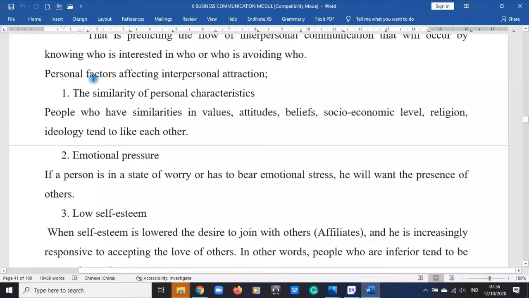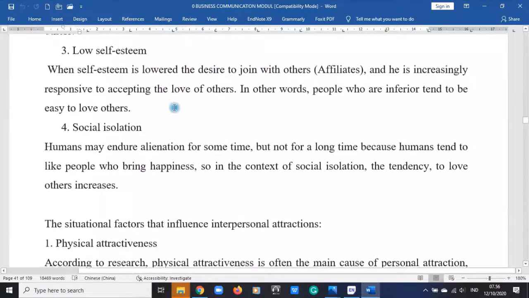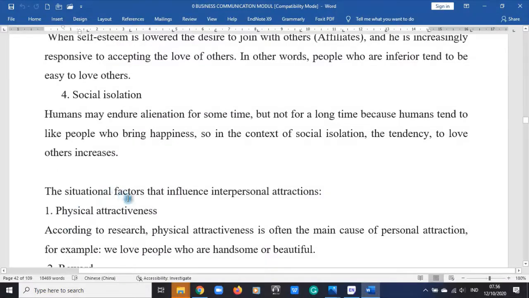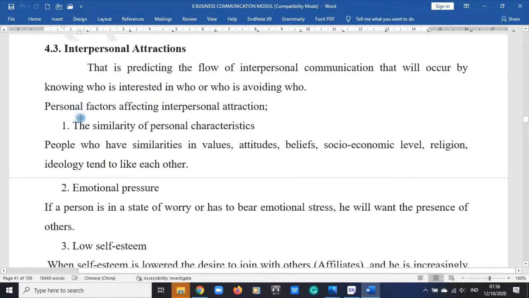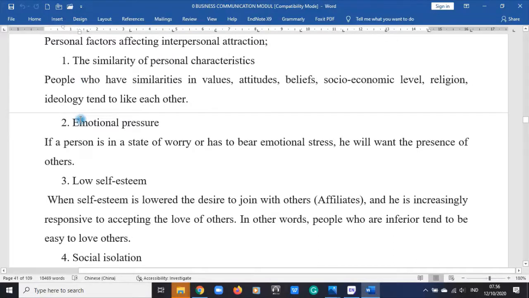Personal factors that can affect interpersonal attraction. And next, situational factors. So first, for personal factors, it must be different from one person to another. Sometimes it is the similarity of personal characteristics. People who have similarities in values, attitude, belief, socioeconomic level, religion, or ideology tend to like each other.